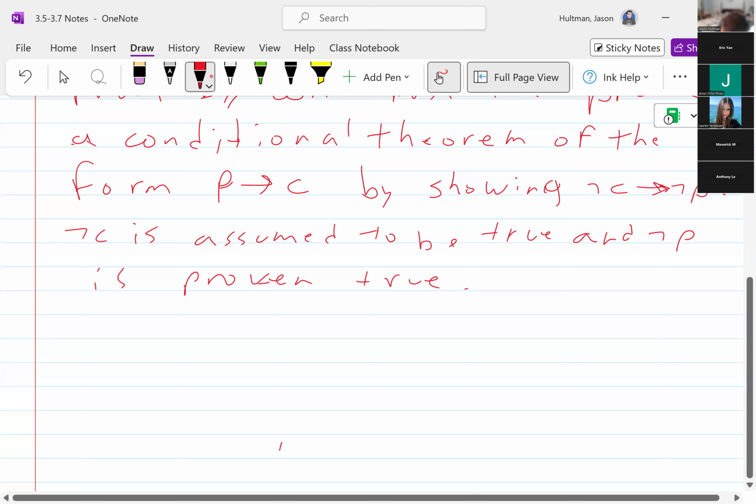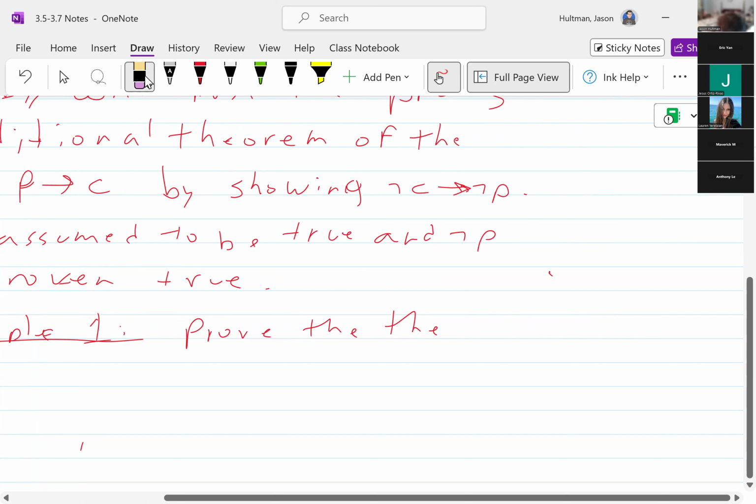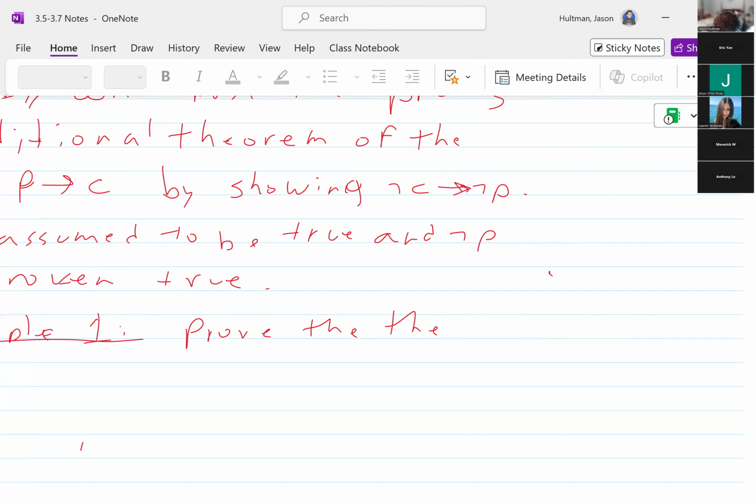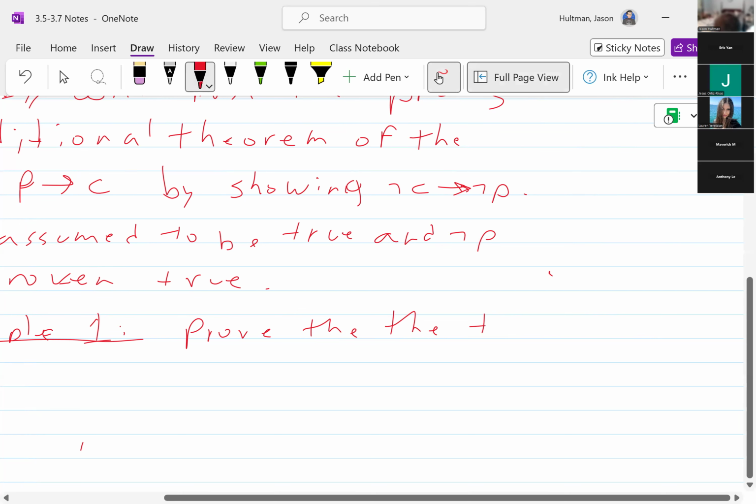Okay, let's do an example. Example 1. Prove the theorem by contrapositive.